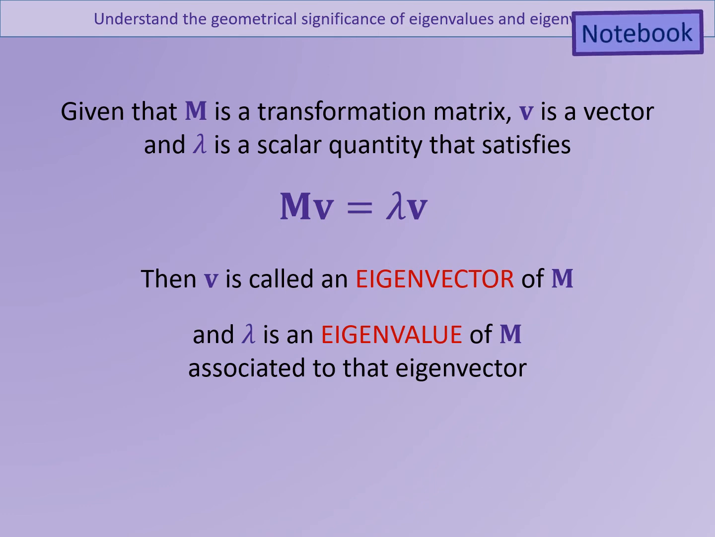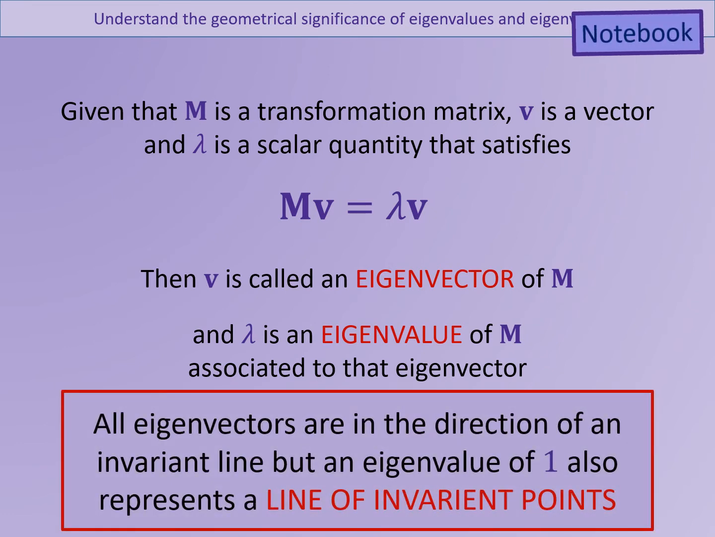Just an important note as well for your notebooks. If, like we saw a minute ago, you have exactly the same, in other words that lambda value was equal to 1, then that means exactly the same as what it says on the board. It is still a direction of an invariant line, but it also has the extra property that it is a line of invariant points, and you're expected to notice that. So any eigenvector definitely is a direction of an invariant line, but if it has an eigenvalue of 1, then it is also a line of invariant points as well. In other words, the points do not change.